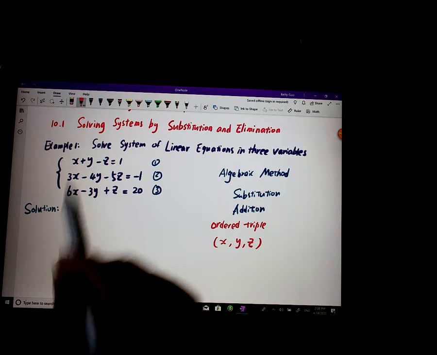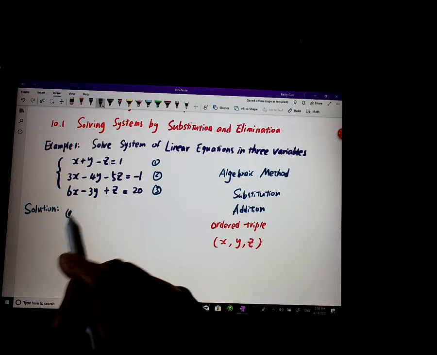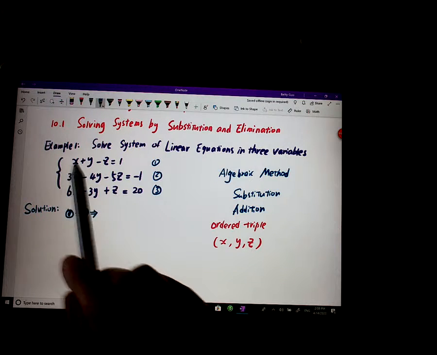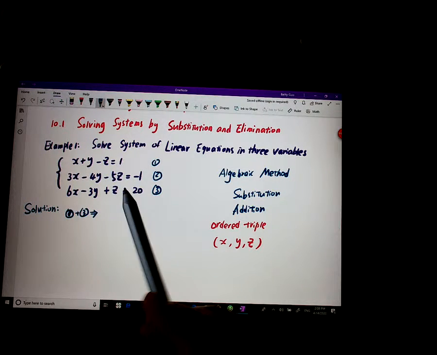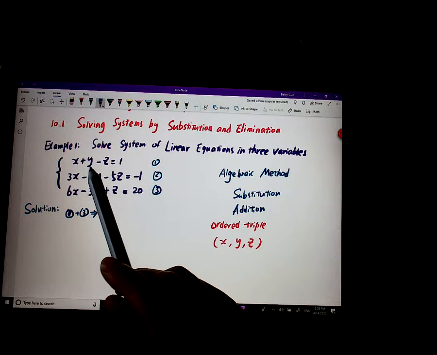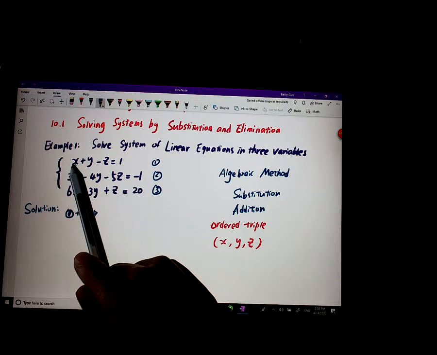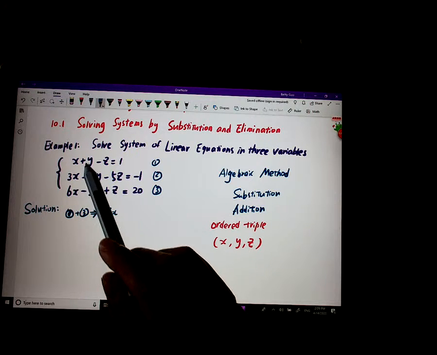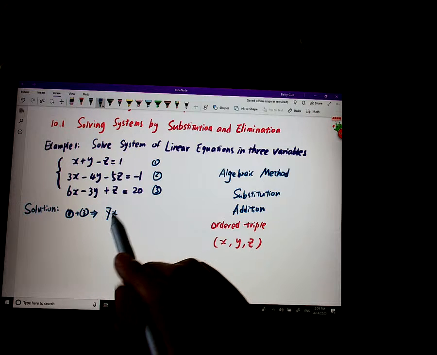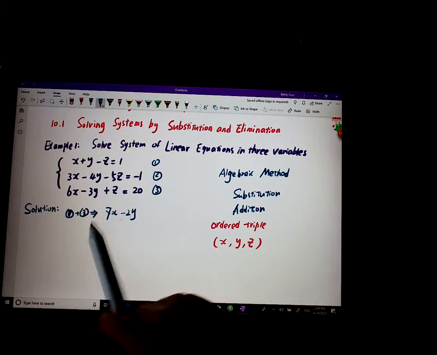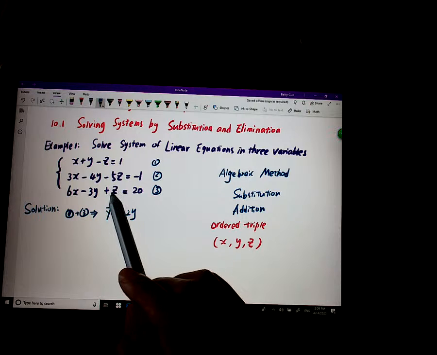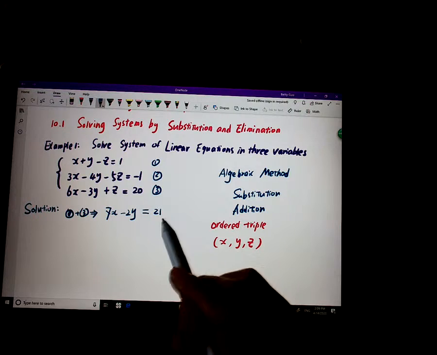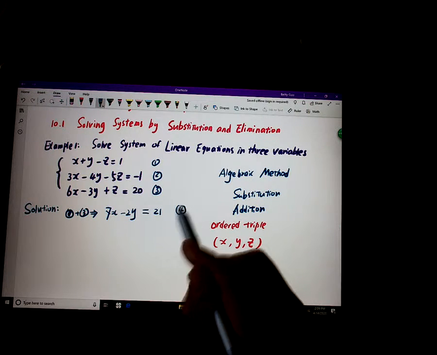So if we add equation 1 and 3 together, let's see what we would have. We are adding equation 1 and equation 3. Take the sum of the corresponding terms. x plus 6x gives us 7x. y plus -3y gives us -2y. Negative z plus positive z cancel out. On the right hand side, 1 plus 20, we have 21. I'm going to label this equation number 4.